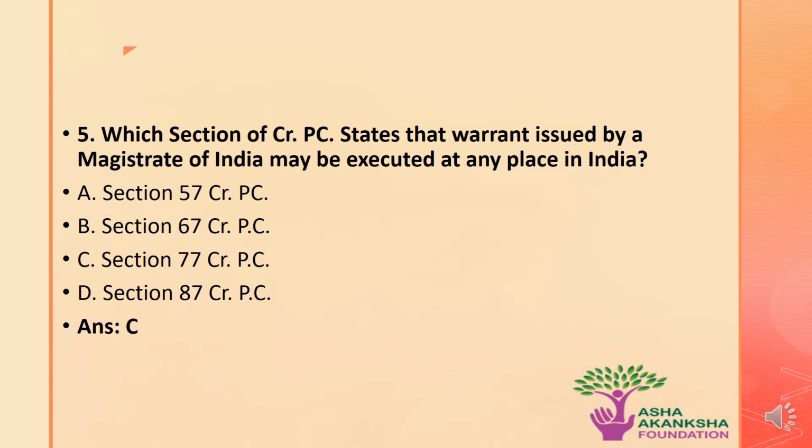The next question is, which section of the CrPC states that a warrant issued by a Magistrate of India may be executed at any place in India? The options are A. Section 57 of CrPC, B. Section 67 of the CrPC, C. Section 77 of the CrPC, or option D. Section 87 of the CrPC. The correct answer to this question is option C, that is, Section 77 of the CrPC states that a warrant issued by the Magistrate of India may be executed at any place in India.